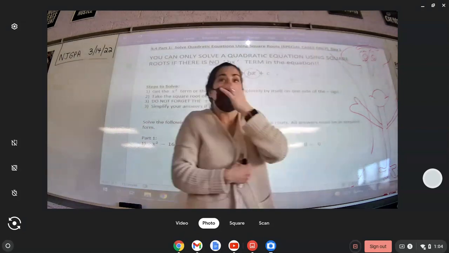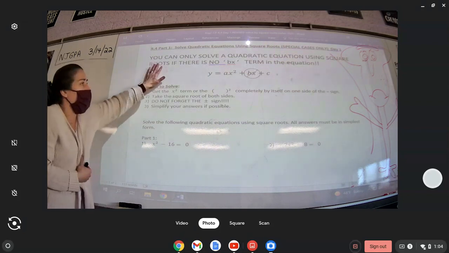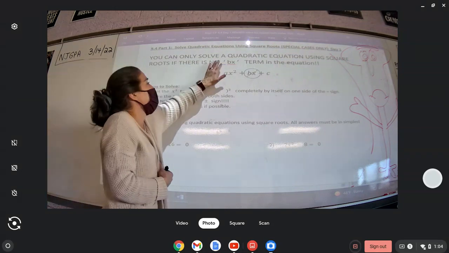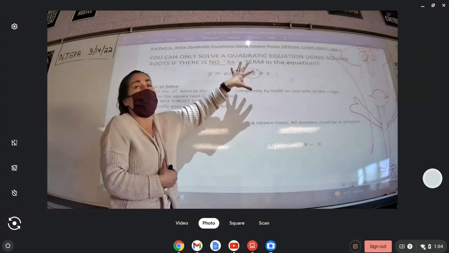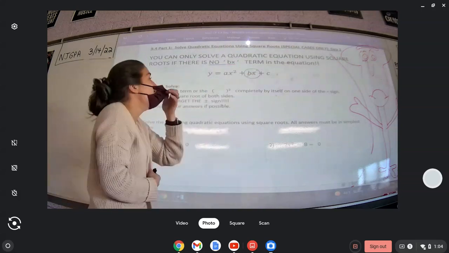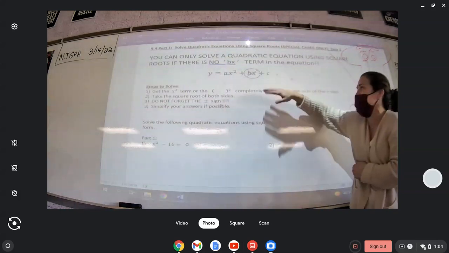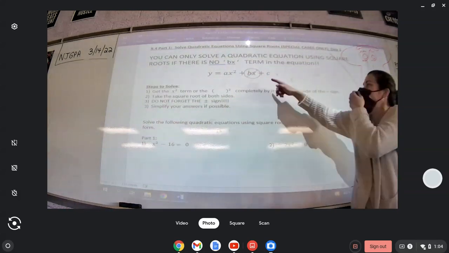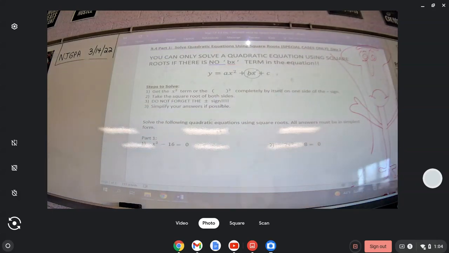Now I put special cases only because, guys, there's only certain quadratic equations that can be solved using square roots. Not every quadratic equation can be solved this way. You can only solve a quadratic equation using square roots if there is no bx term. There's not allowed to be a bx term in the equation if we're going to use square roots. And the reason is, guys, we can have an ax squared term, we can have a c, but we can't have bx, because I can take the square root of c. It's a number. We can take the square root of numbers.